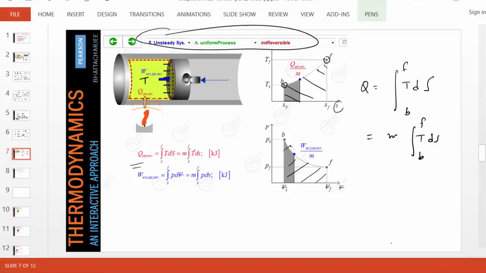So as a result, the meaning of these diagrams will play a very important role in all our future development. To summarize, in a TS diagram, the area underneath is proportional to the heat transfer. In a PV diagram, the area underneath is proportional to external work transfer.